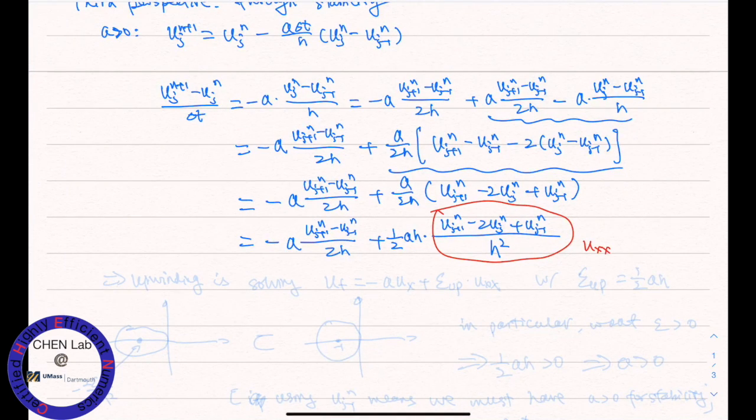So that means upwinding is solving u_t is equal to negative a u_x plus epsilon u_xx, with the same concept of introducing epsilon as Lax-Friedrichs and Lax-Wendroff, but for a different epsilon. With this, epsilon for upwinding is actually 1/2 a h. Remember, in the last video we analyzed the eigenvalues of this form, okay?